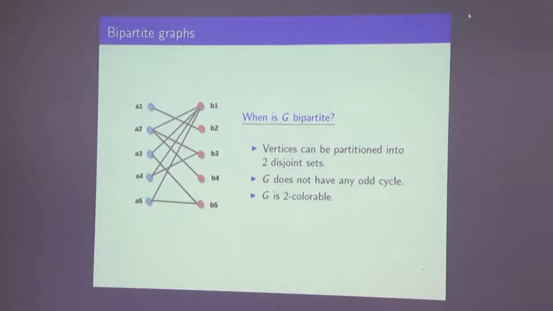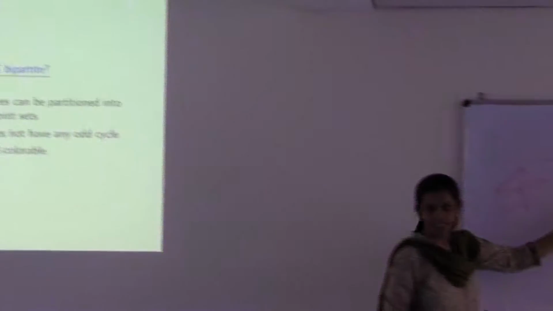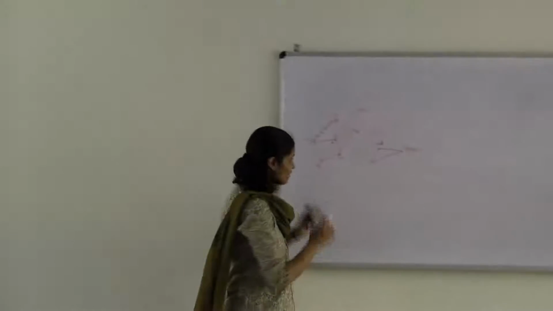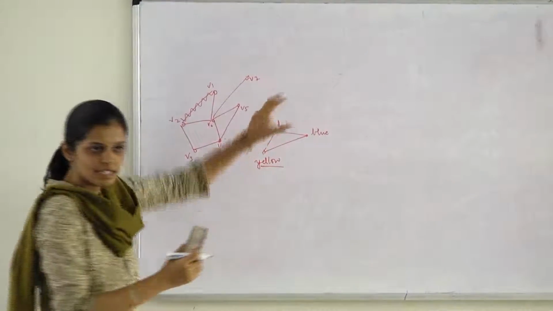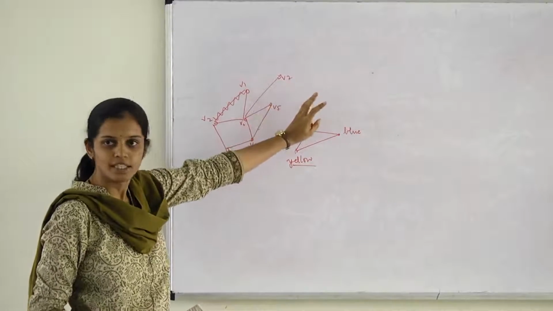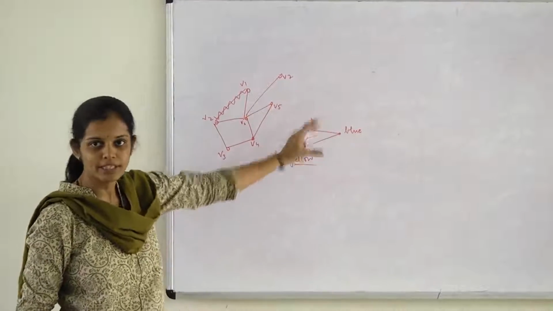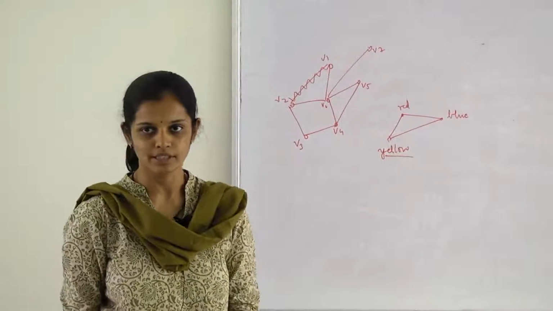Now as soon as I try to color this third vertex V3, I cannot use red, neither can I use blue. I will have to use some other color, which is yellow, or whichever. So this simple odd cycle of length 3 forces us to use 3 colors. And in fact you can show that the presence of an odd cycle immediately means that you cannot color it using 2 colors.